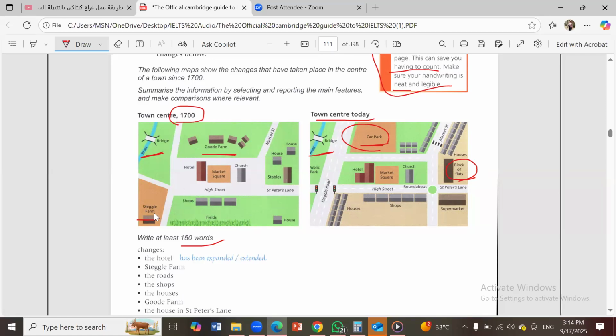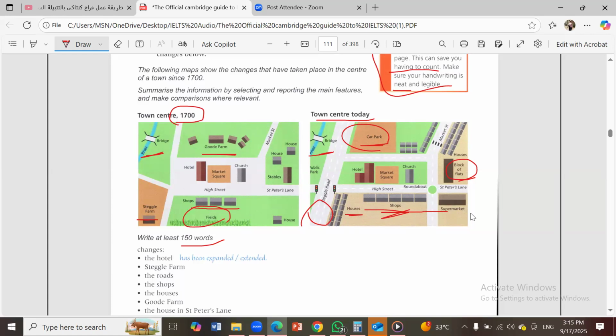So here the good form, where is it? Disappeared. Okay. So the shops are still the same, but they have increased, right? Here there were only 3 shops. Here there are 5. And this area is no longer a green area. It's full of houses and shops. It was a commercial area. And the fields disappeared, as you can see here.